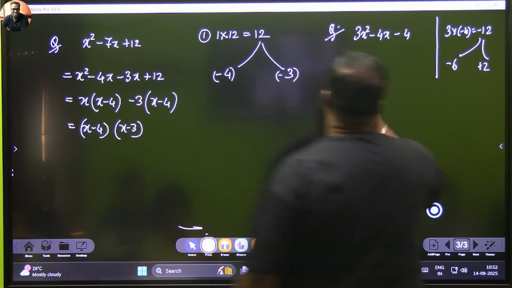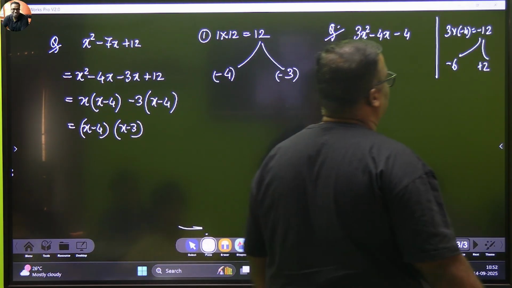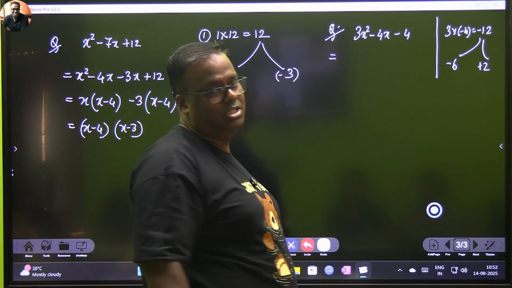Is this trick understood? This is the trick. So my next step becomes what now? Now the question, now it becomes interesting.